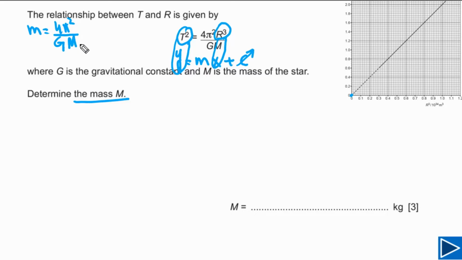But we need to calculate M, so simply we can rearrange. We can write M equals 4 pi squared divided by G times the gradient of the graph. That's all we need to do. Simply we can calculate the gradient of this line, plug it in here and calculate the value of mass. I have done this calculation already, so let me show you how I have done it.